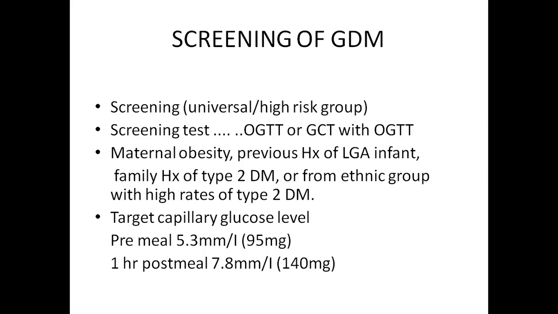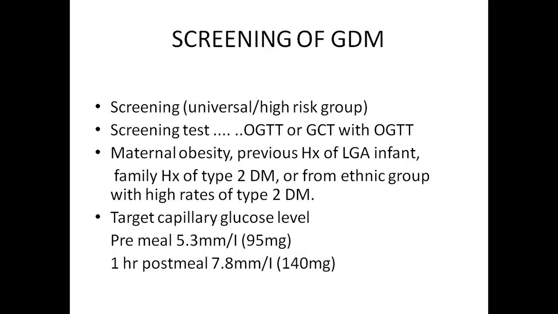So I want to emphasize this point that screening is done on a healthy population. Screening can be universal screening or high-risk group targeted. A screening test can be a fasting blood sugar test or oral glucose tolerance test, or glucose challenge test that has to be confirmed with oral glucose tolerance test. So if we want to screen her, we can have a single test approach, OGTT, or double test approach, first glucose challenge test and then oral glucose tolerance test.